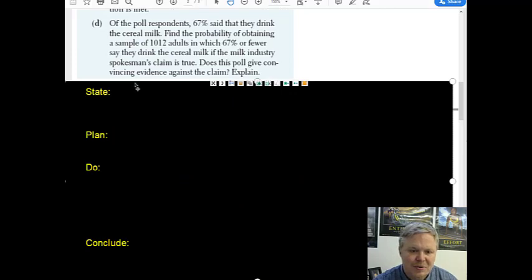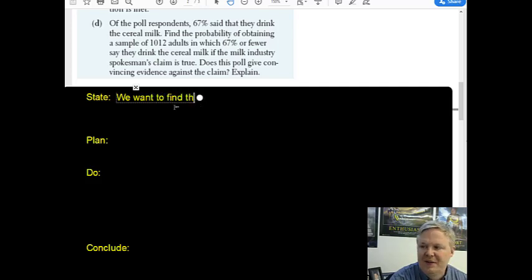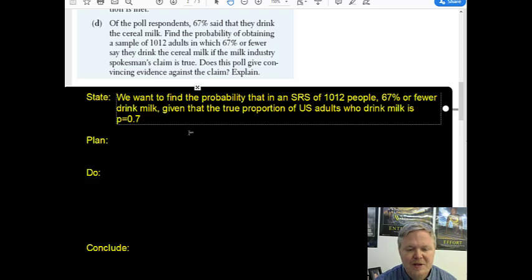All right, so now we come to D here, and I'm going to go through a little bit of rubric guidelines for you to answer and make sure that you get your full points. You need a state, plan, do, and a concluding statement for these conditions. For state, we're just going to restate in our own words what we're looking for in the problem. What is the problem asking us to figure out? Here we want to find the probability. So we need to state something like this.